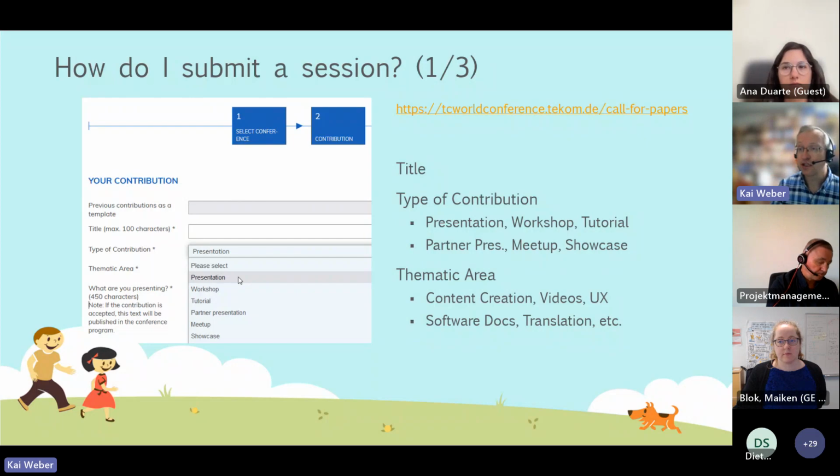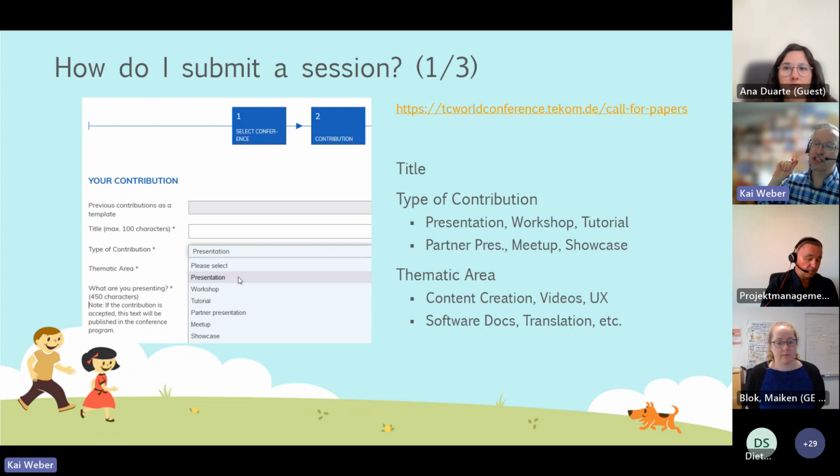A tutorial is essentially a long presentation where you usually present a long workflow. You show how to do stuff. So think of a tutorial as a longer presentation. Again, if you're unsure, just select presentation.